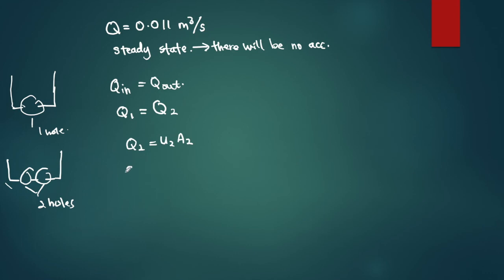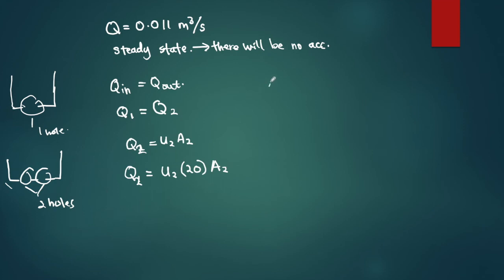Now what we are going to do is, sorry, not Q1, Q2. Q2 equals U2. We have how many holes? 20, times A2. So we are trying to find the average velocity for those 20 holes. For every hole, how much velocity flows out from that hole? Every hole, what is the velocity?